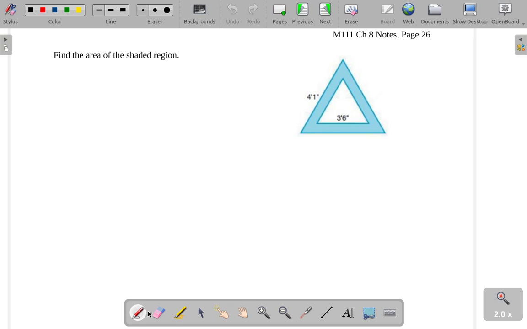Find the area of the shaded region. So here we have, it looks to be, an equilateral triangle embedded within an equilateral triangle. There's a couple of issues that could be of difficulty on this one.